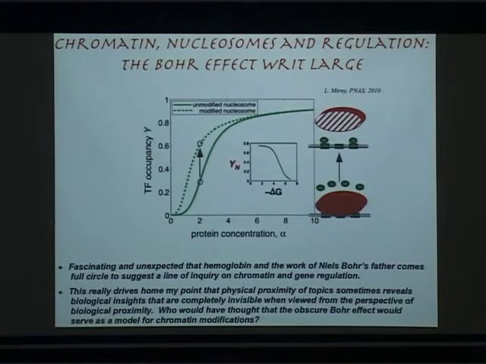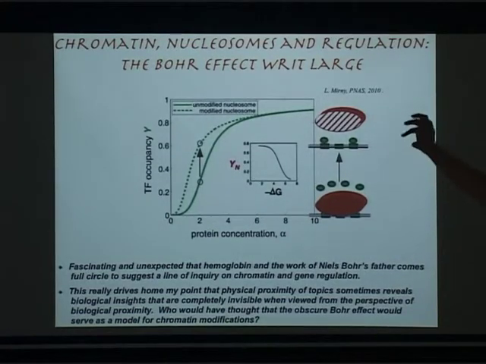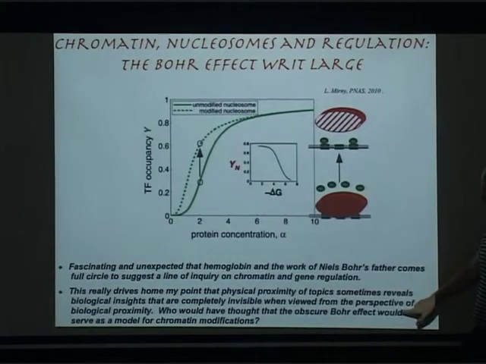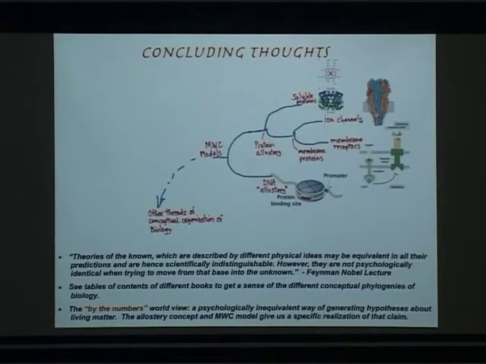Okay, so I think I'm basically done. Let me read this part, because I think I was trying to say something useful. So fascinating, yes, and unexpected, that hemoglobin and the work of Niels Bohr's father comes full circle to suggest a line of inquiry on chromatin and gene regulation. And this really drives home my point that physical proximity of topics sometimes reveals biological insights that are completely invisible when viewed from the perspective of biological proximity. Said differently, hemoglobin workers and chromatin workers don't talk to each other, really. Not much. I mean, sure, there are exceptions. I'm not trying to make some grandiose generalization, but who would have thought that the obscure Bohr effect would serve as a model for chromatin modification?